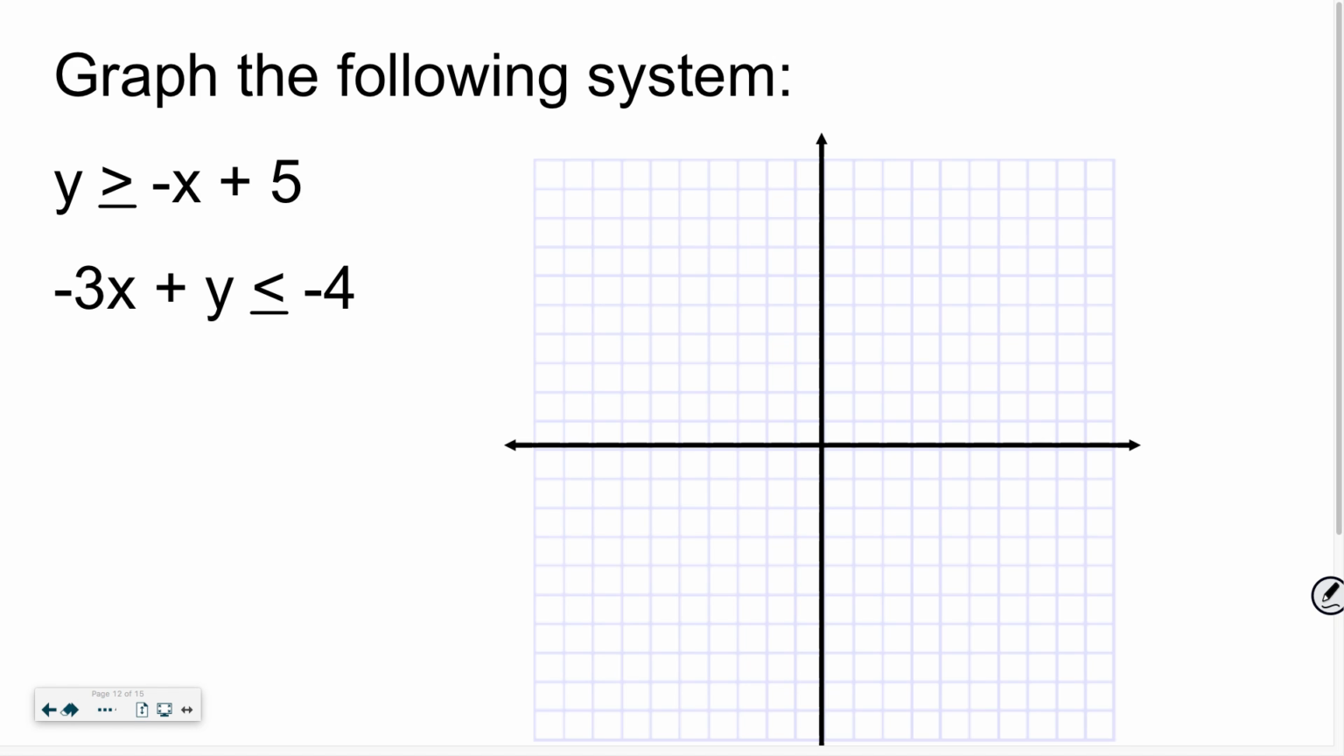So notice these ones are less than or equal to and greater than or equal to. So think about what the line's gonna look like, if it's gonna be dotted, or if it's gonna be a solid line.